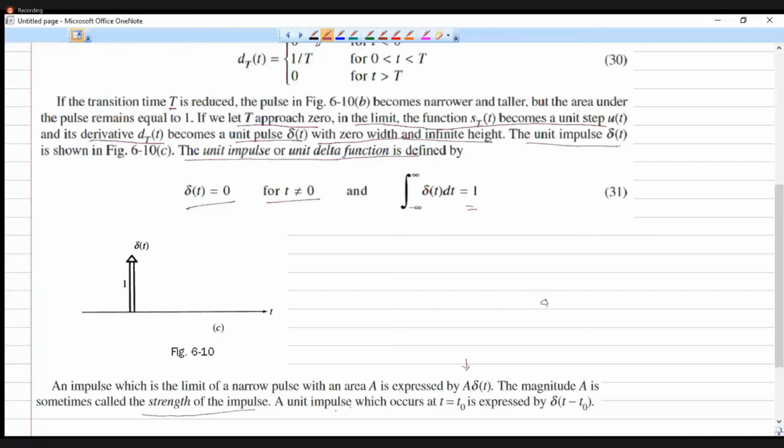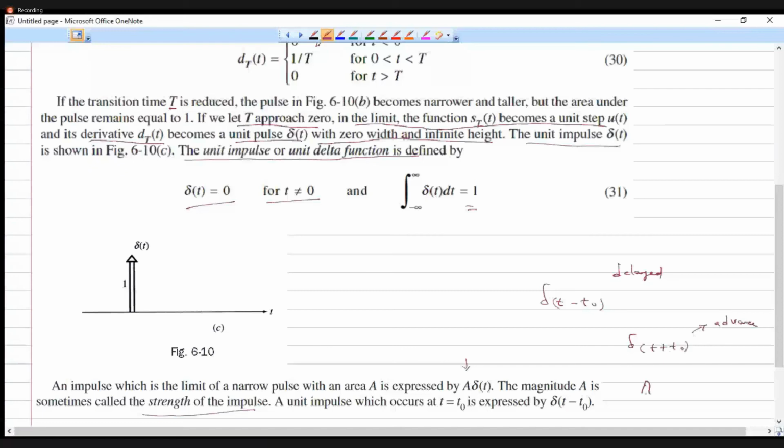So I can write delta of t minus t naught, which means that it is delayed. Similarly, I can write delta of t plus t naught, which is called advance. I can shift it left and right. So this is called advance in the time domain.